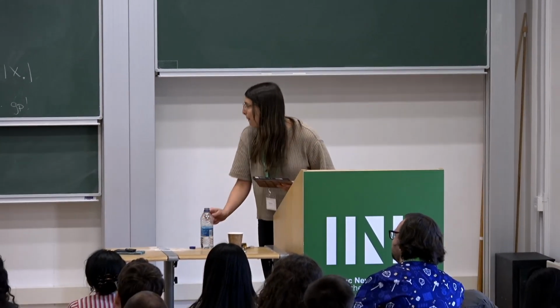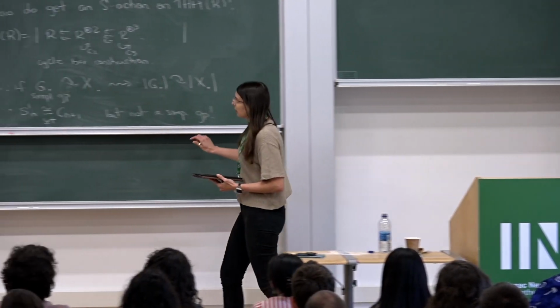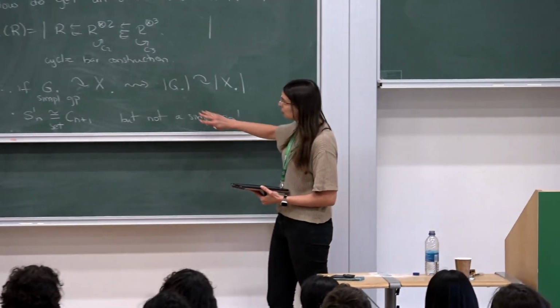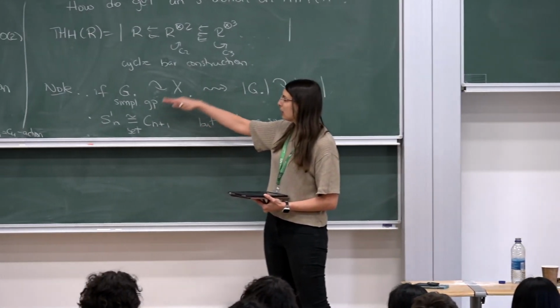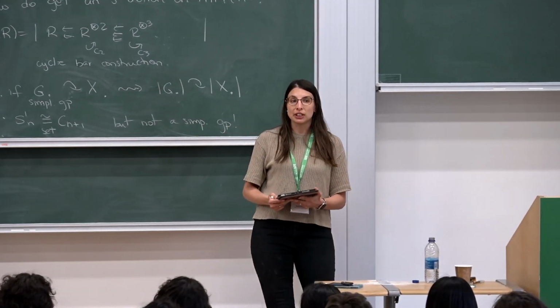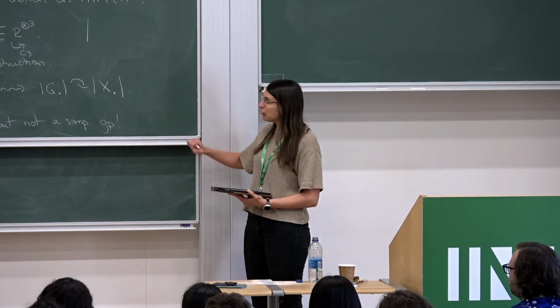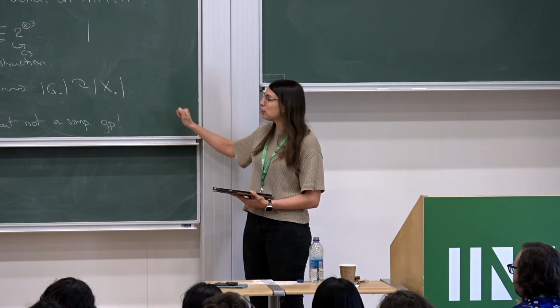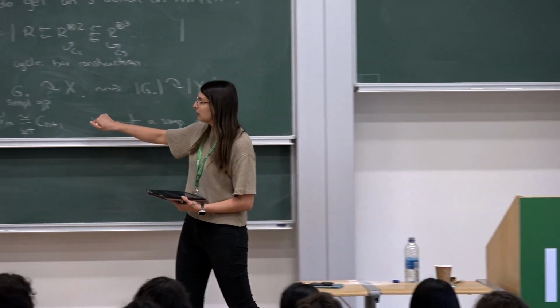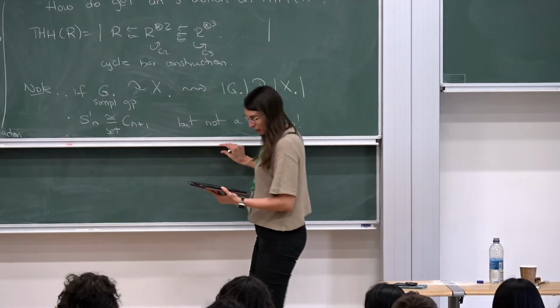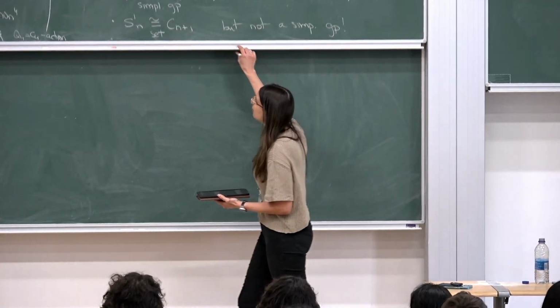So this was the insight of Fiedorowicz and Loday. It turns out that you don't actually need a simplicial group acting on your simplicial object to get an action of the realization. But it's enough to have this weaker structure called a cross-simplicial group. And that's exactly what the simplicial circle is. So let me introduce this notion now.